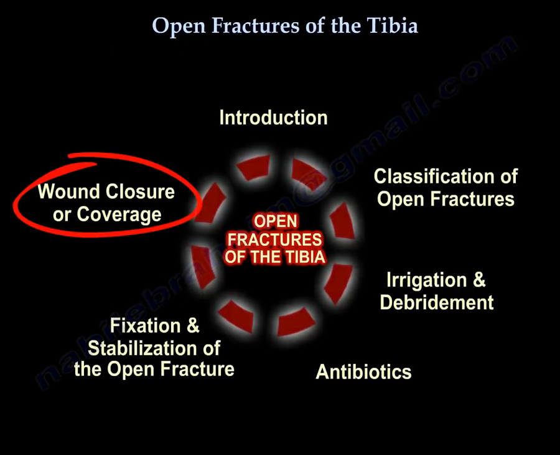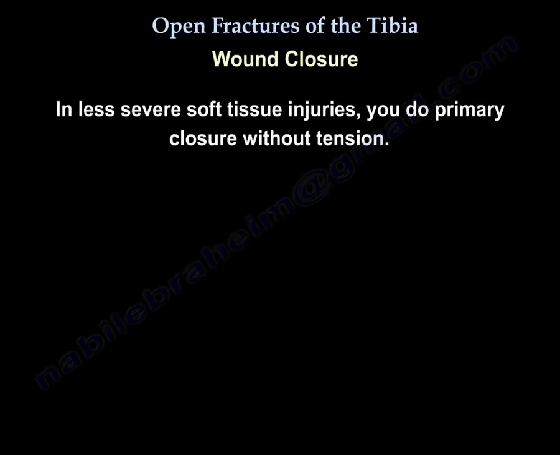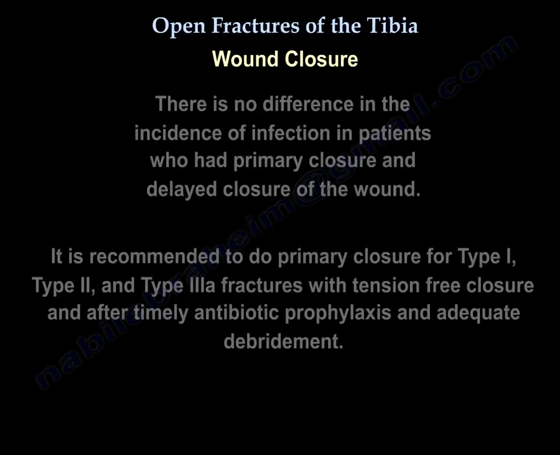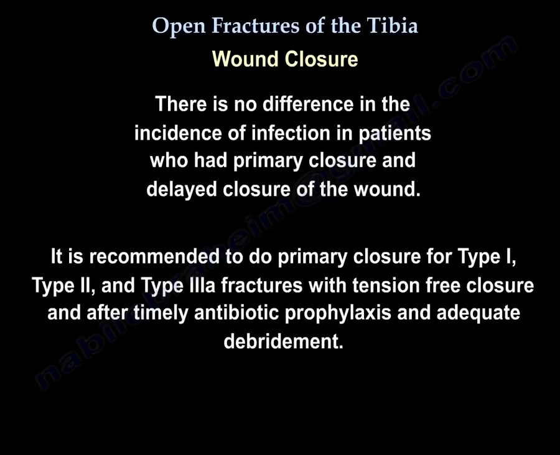Wound closure or coverage. In less severe soft tissue injury, you do primary closure without tension. In cases of delayed closure, soft tissue coverage should be done within 7 days. Soft tissue coverage beyond 7 days will increase the infection. There is no difference in the incidence of infection in patients who had primary closure and delayed closure of the wound. It is recommended that we do primary closure for type 1, type 2, and type 3A with tension-free closure and after timely antibiotic prophylaxis and adequate debridement.